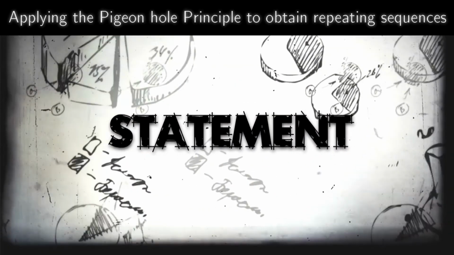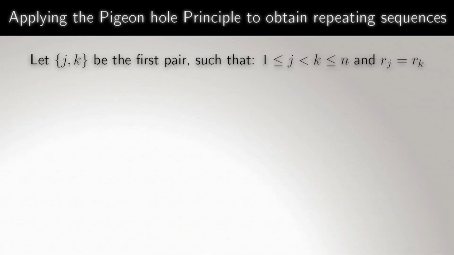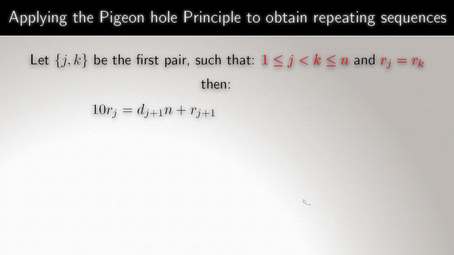As a consequence of applying the pigeonhole principle, we have found a pair of integers j, k, such that j is less than k, and both are between 1 and n, and with rj equal to rk. Then we can say that 10rj is d(j+1) times n plus r(j+1). The quotient is d(j+1) and the remainder is r(j+1). And similarly, division of 10rk by n will give us the quotient d(k+1) and the remainder r(k+1).